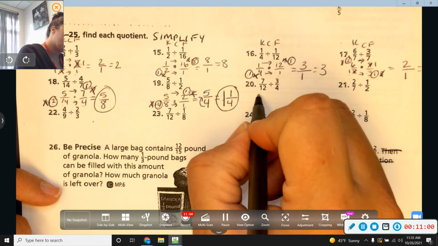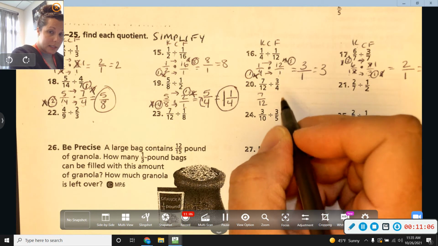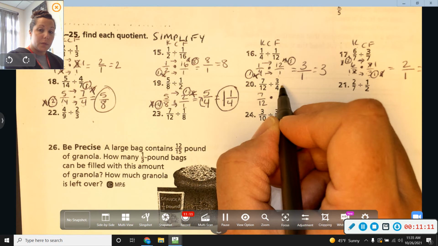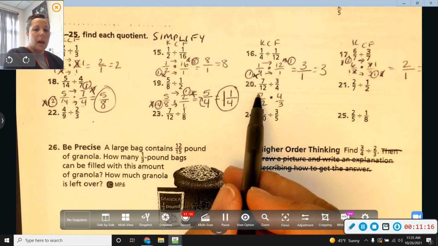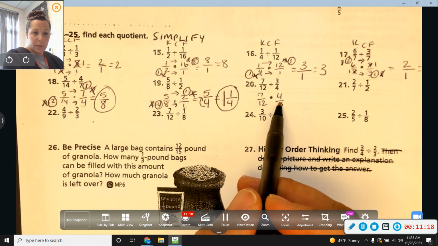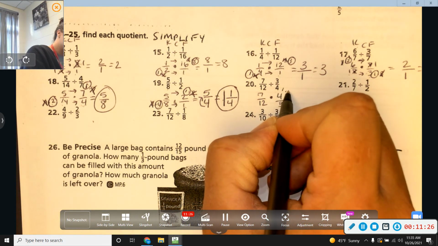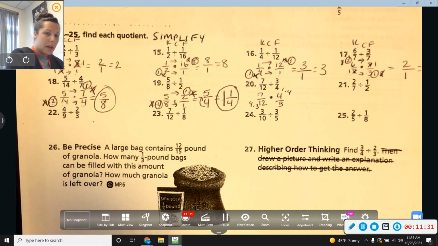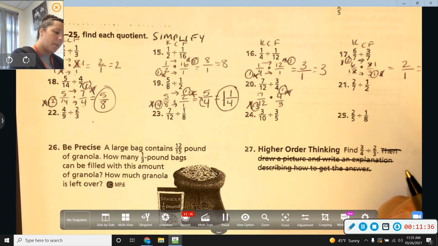Number 20. 7 over 12 stays the same, so we keep it. We change divide to times, and we flip 3 over 4 to be 4 over 3. I know 7 and 3 won't reduce; I can't reduce anything out of either one of them. But I can recognize 4 and 12. So 1 times 4 is 4. 4 times 3 is 12. I can reduce the 4 out and keep the other number.